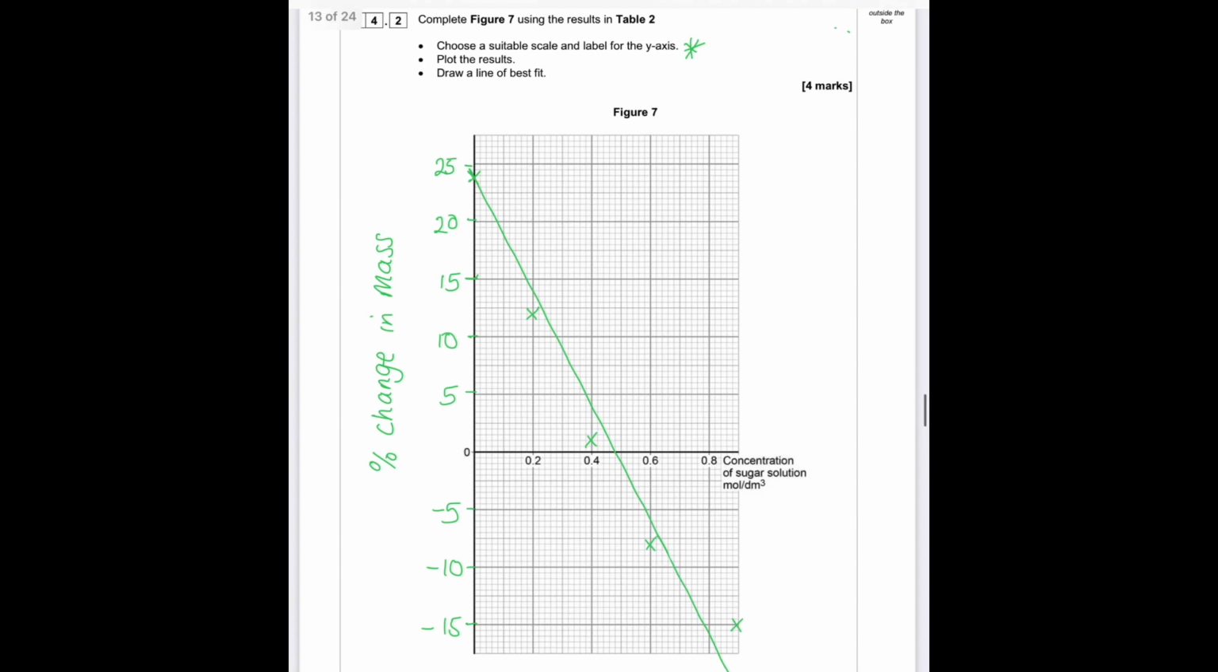Then we have to plot our results, and our accuracy of plotting our points has to be within plus or minus half a square. And we would get 2 marks for plotting all of our points correctly. And then the last mark is to draw our line of best fit. So you use a ruler and you draw your line of best fit.